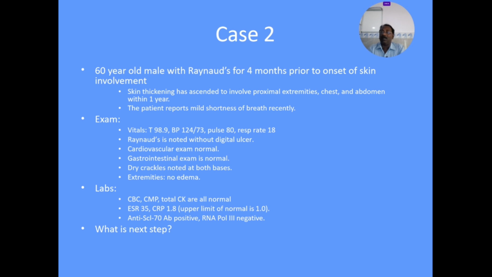Now the lab. CBC and total CK are normal. ESR 35, CRP 1.8, where the upper limit is 1. So there is vascular inflammation inside. Anti-Scl-70 antibody positive. So is it localized or diffuse? Diffuse. RNA polymerase 3 is negative. So is it more in favor of renal crisis or not? Not possible. So not in favor of an aggressive renal crisis, because this antibody is negative at this juncture. So what is the next step?